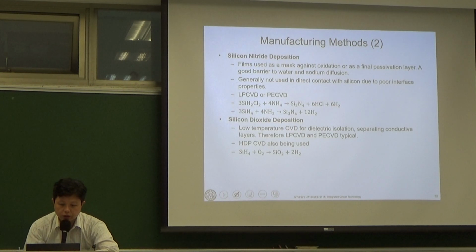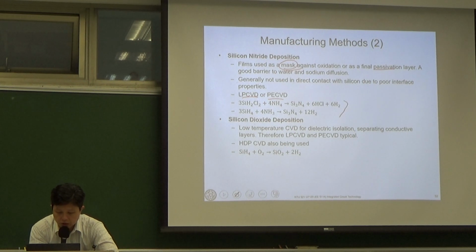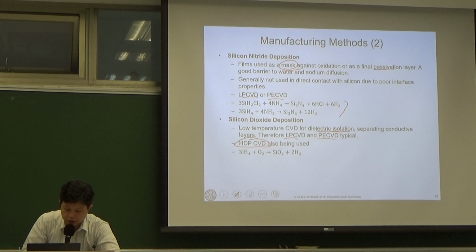And for nitride or oxide, we use nitride and oxide as a mask or a passivation layer. So we can use PECVD, LPCVD with these equations, these chemical reactions. And silicon dioxide, we can use that as isolation, with LPCVD or PECVD, and sometimes we use HDP CVD, high density plasma CVD.